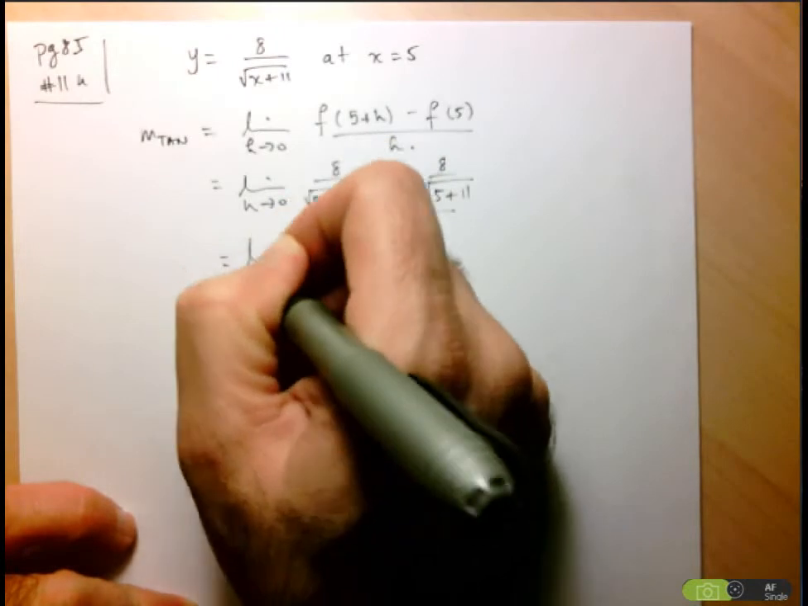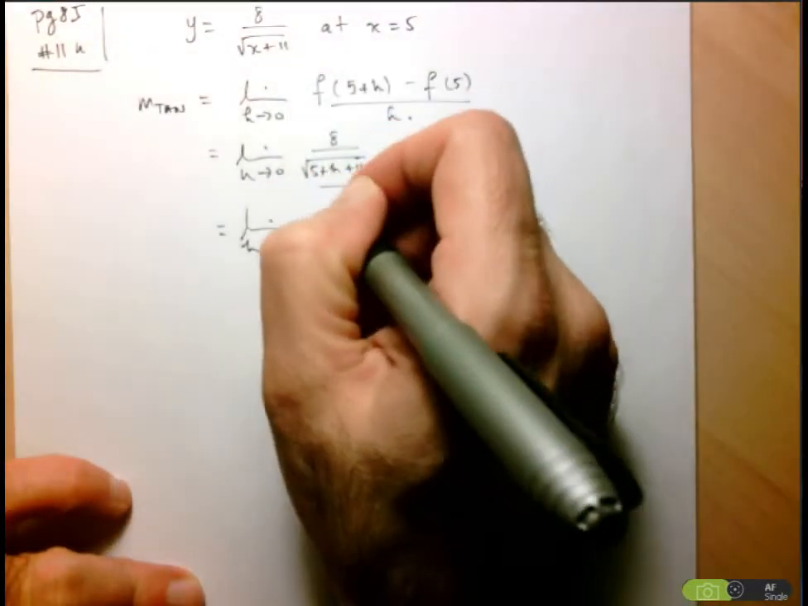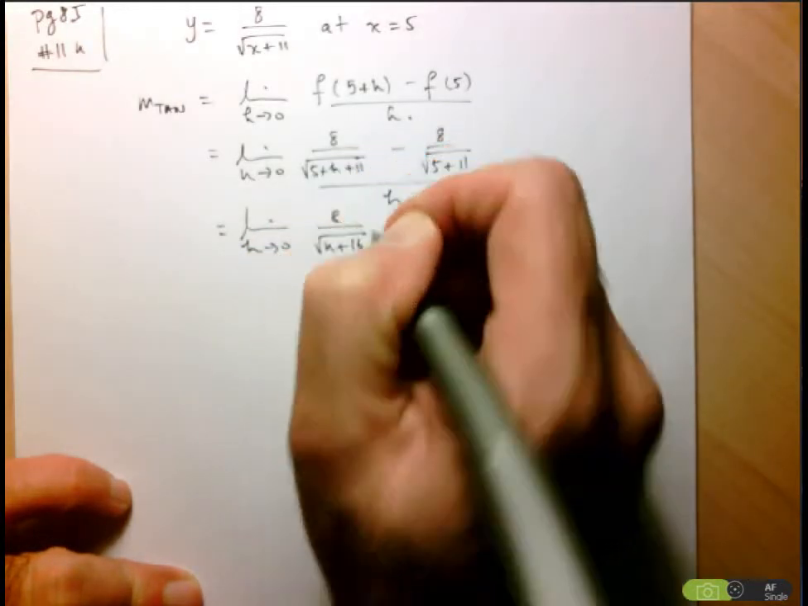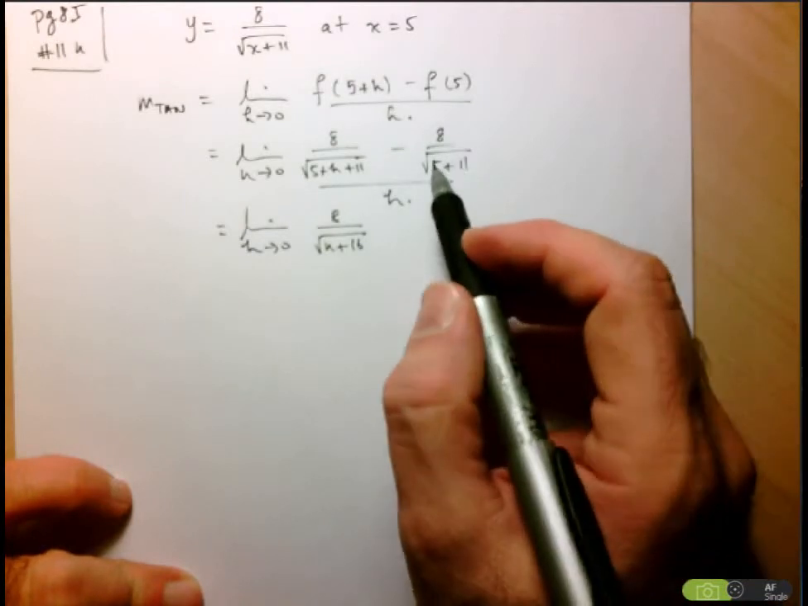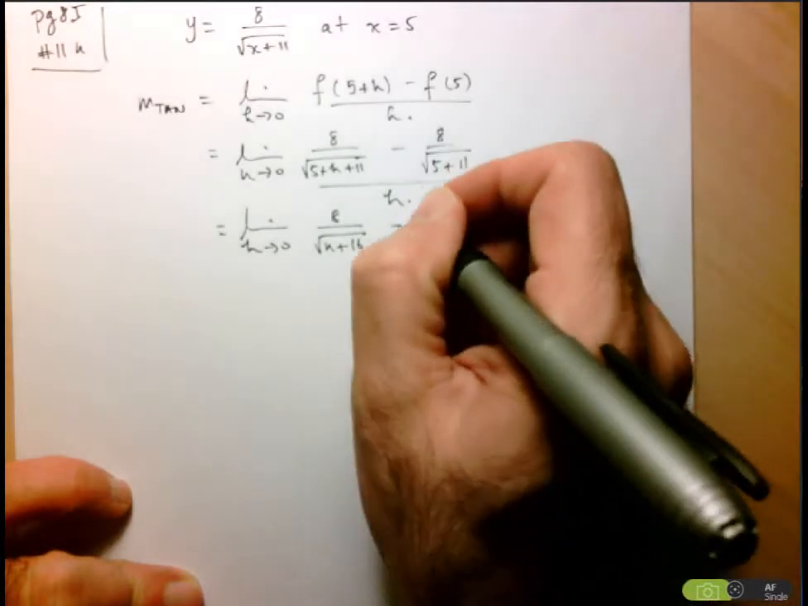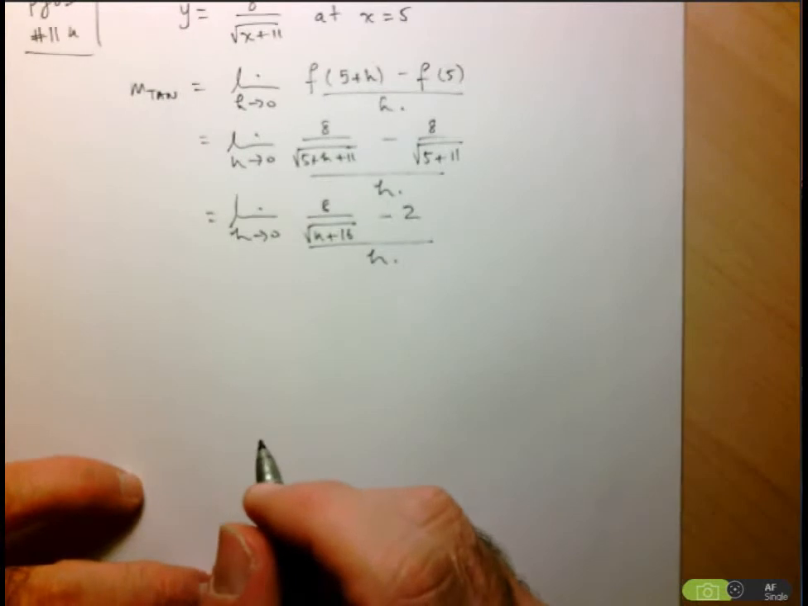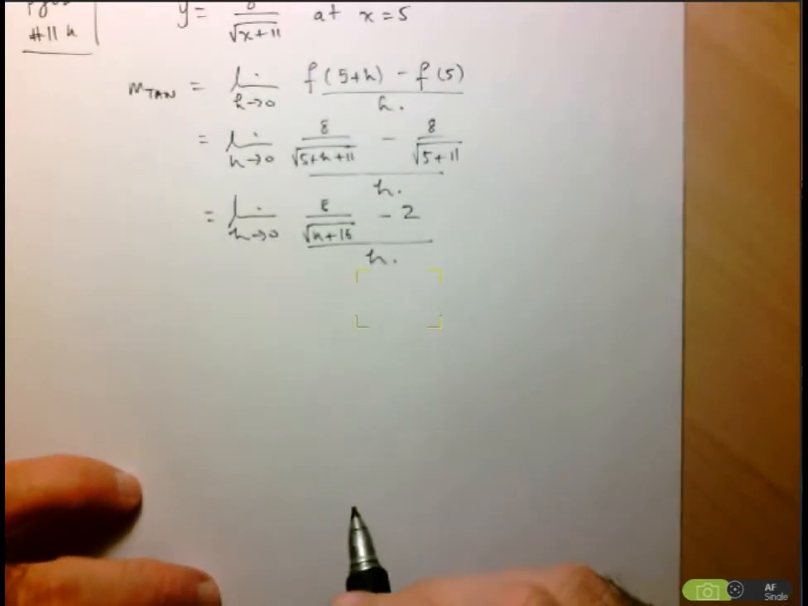Let's simplify here. I can write 8 over the square root of 5 plus 11, which is 16, and the square root of 16 is 4, so 8 over 4 is equal to 2, all over h. Now here we see a, just going to see if I can make that a little clearer. There, that looks a little better.